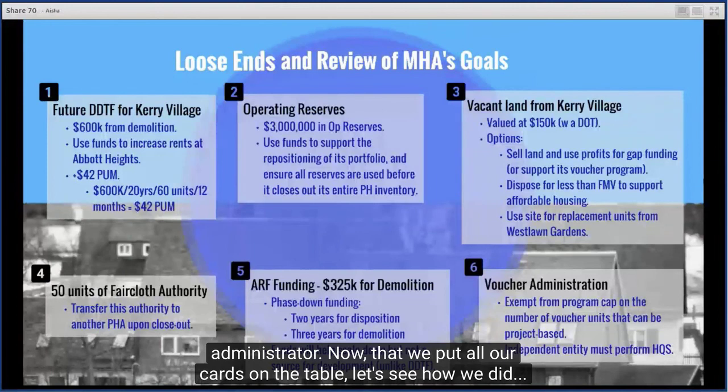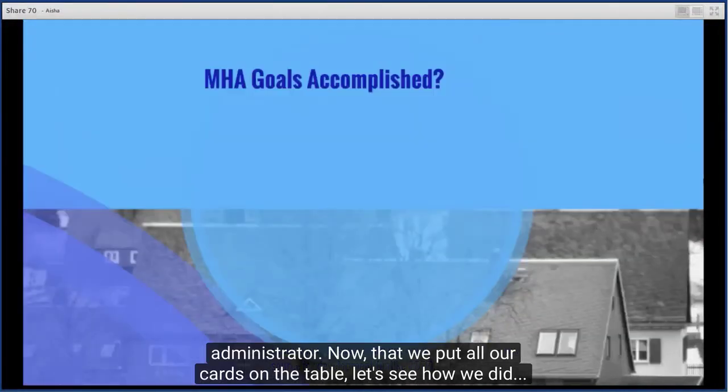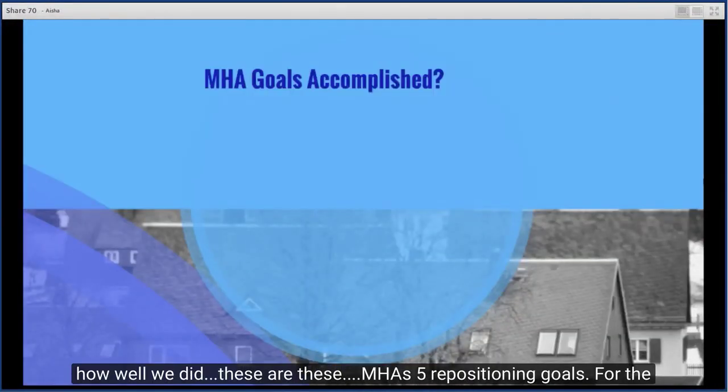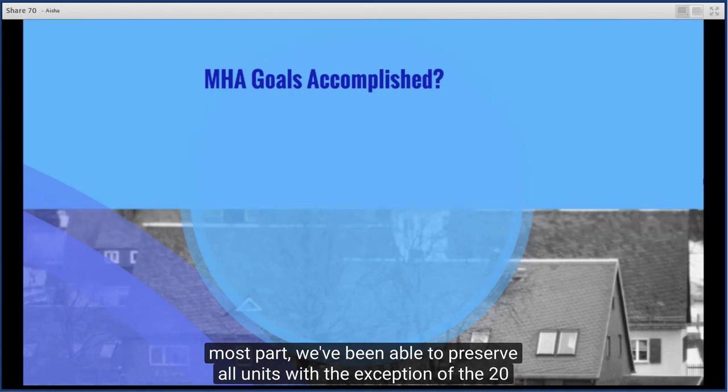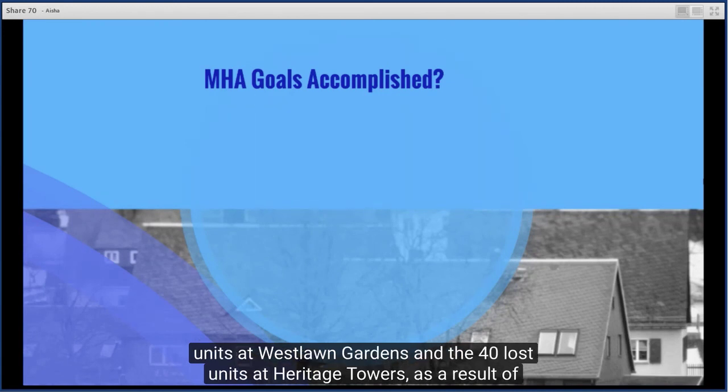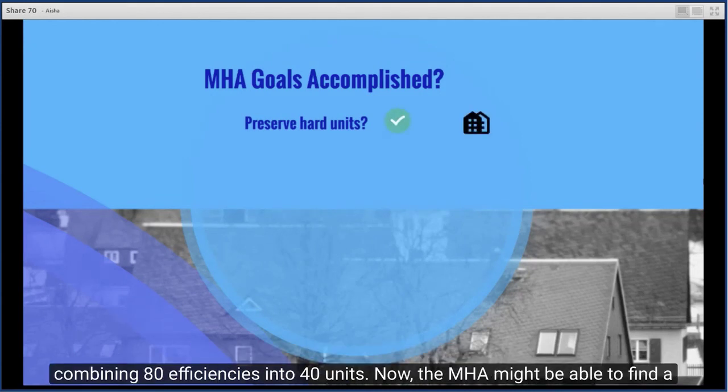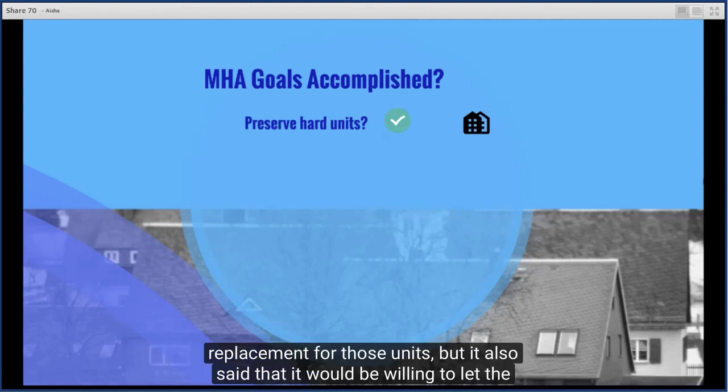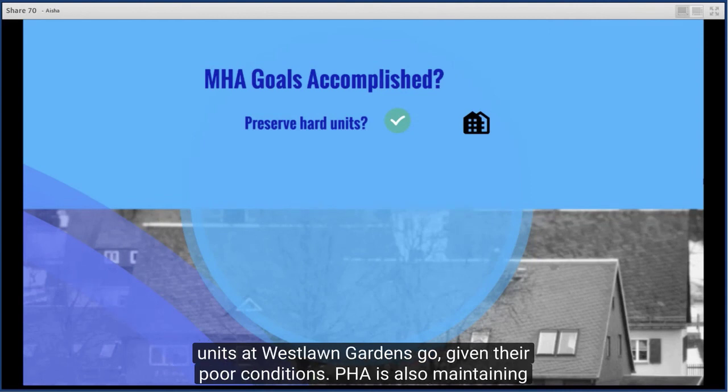Now that we've put all our cards on the table, let's see how well we did vis-a-vis MHA's 5 repositioning goals. For the most part, we've been able to preserve all units, with the exception of the 20 units at West Lawn Gardens and the 40 lost units at Heritage Towers as a result of combining 80 efficiencies into 40 units. Now, the MHA might be able to find a replacement for those units, but it also said that it would be willing to let the units at West Lawn Gardens go, given their poor condition.